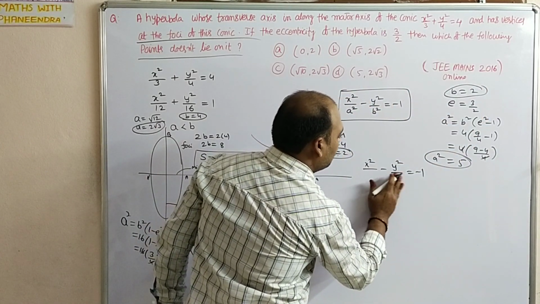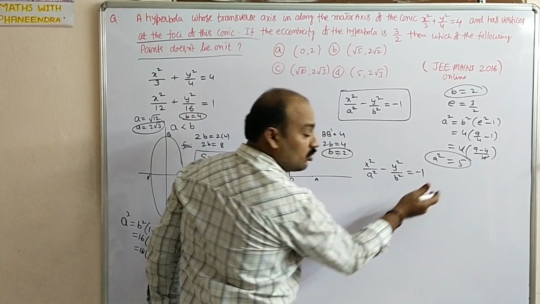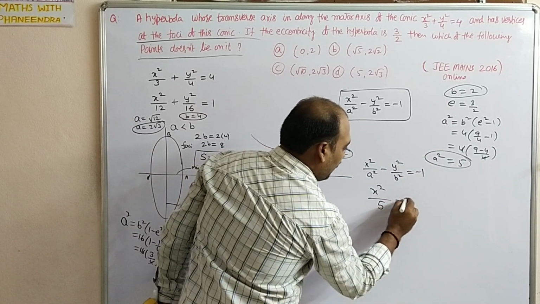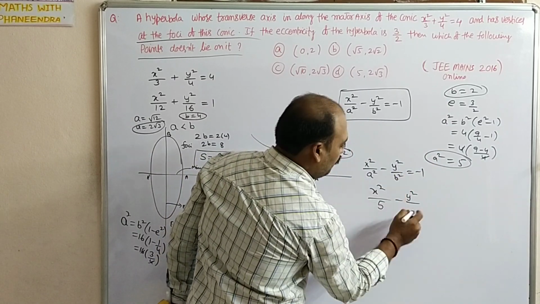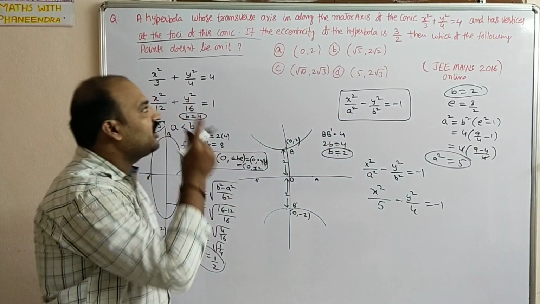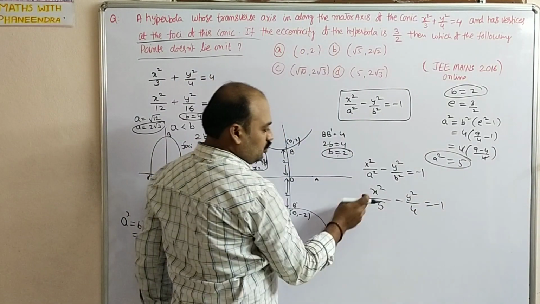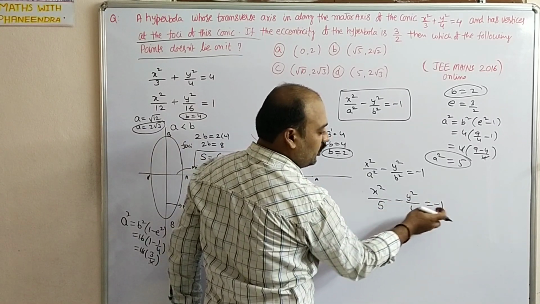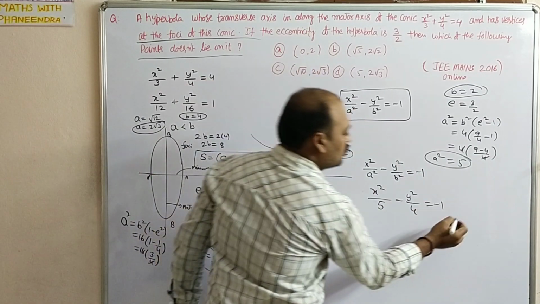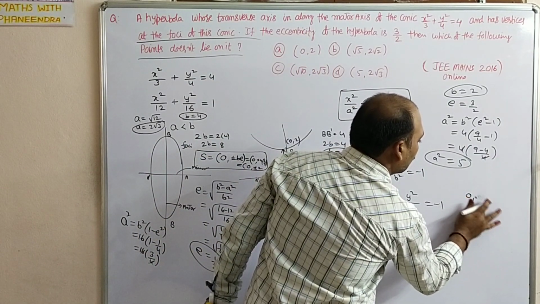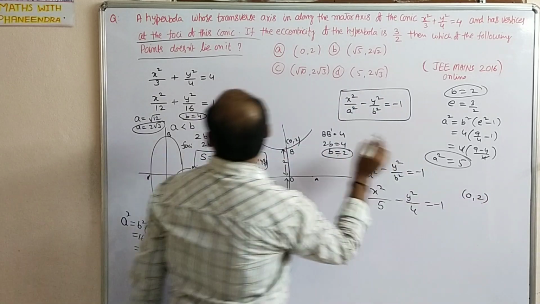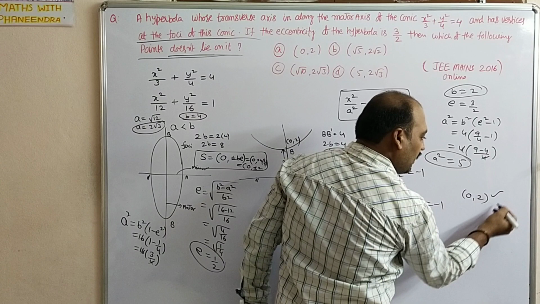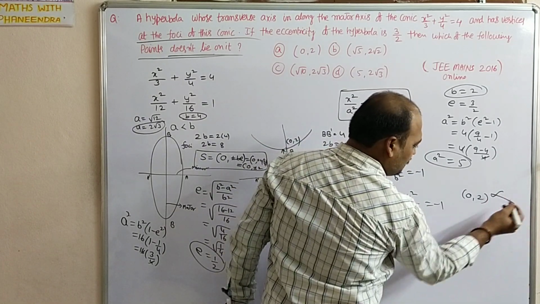a square value 5, b is equal to 2. Substitute in this, you will get x square by a square minus y square by b square equal to minus 1. x square by a square value 5 minus y square by b square value 4, which is equal to minus 1. Now do the option verification. 0 comma 2: x square is 0, 2 square minus 4 by 4 equal to minus 1. So it is satisfying, so 0 comma 2 lies on it. We require the point that does not lie on it, so this is not our answer.